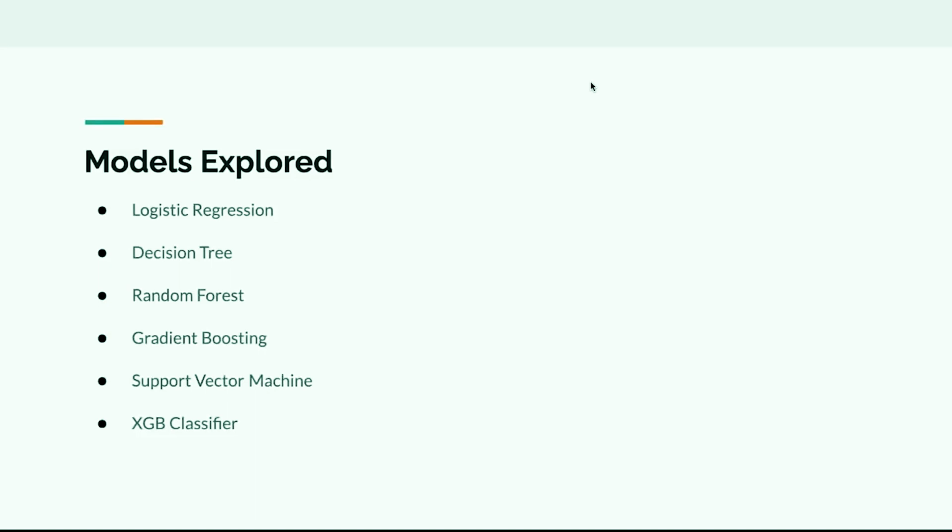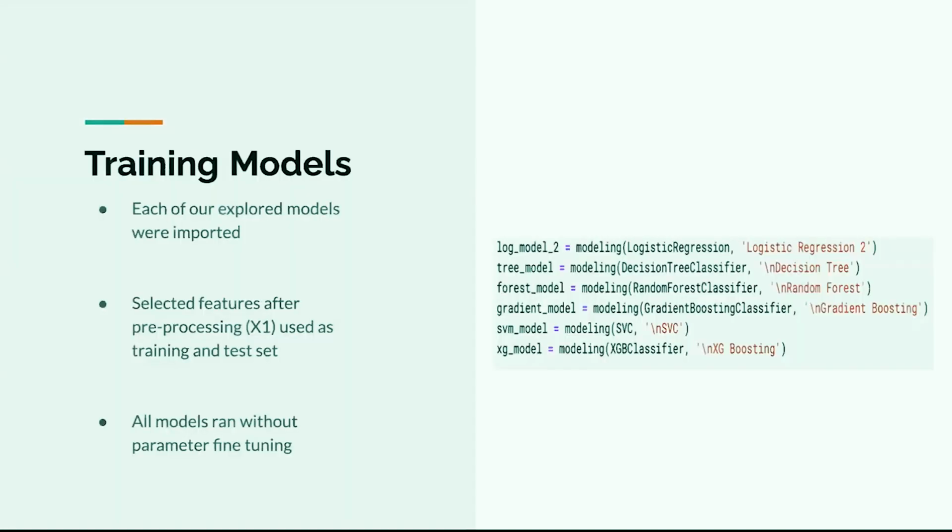After we explored and prepared our data, selected the best features, and engineered those features, it was time to test models. We have chosen 6 models to explore, and they are logistic regression, decision tree, random forest, gradient boosting, support vector machine, and XGB classifier.